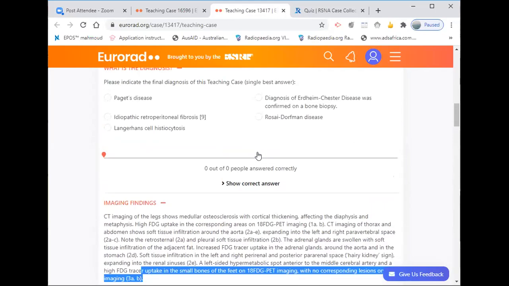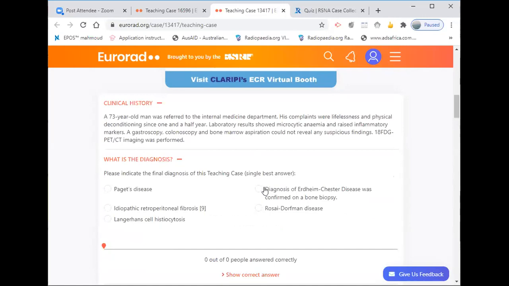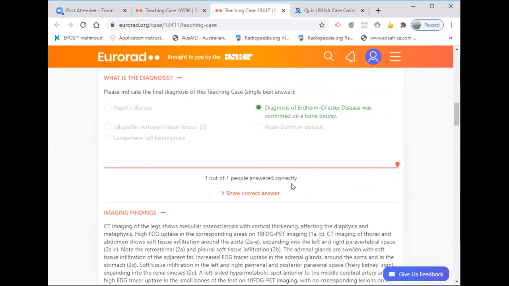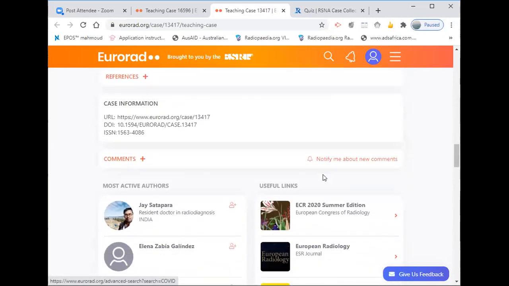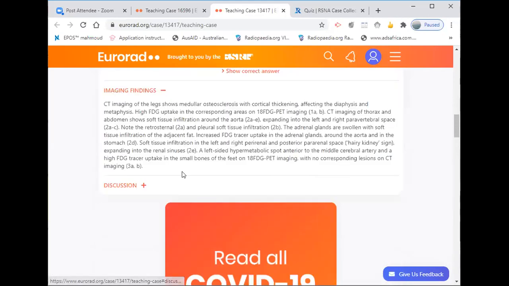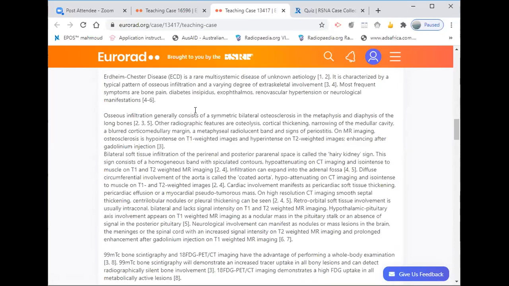So the correct answer will be Erdheim-Chester. Let's have a look at this. Yes, this is the single best answer. We choose it, and it was fine. Let's have a look at what Erdheim-Chester is.